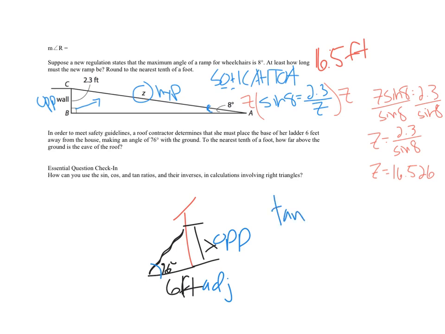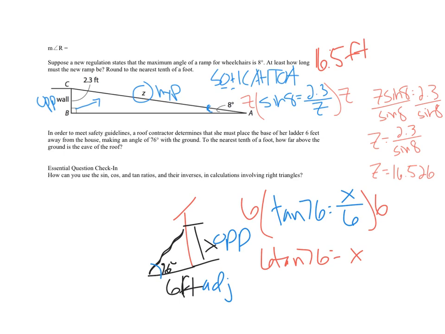So we're going to write tangent of 76 equals the opposite, which is x, over adjacent, which is 6. And then from there, go ahead and multiply both sides by 6. And 6 tangent of 76 equals x. In this case, we have our variable by itself, so we can go ahead and simplify from there. So 6 tangent of 76 now gives us x equals 24.06. And again, they wanted the nearest tenth of a foot, so we're going to be at 24.1 feet.